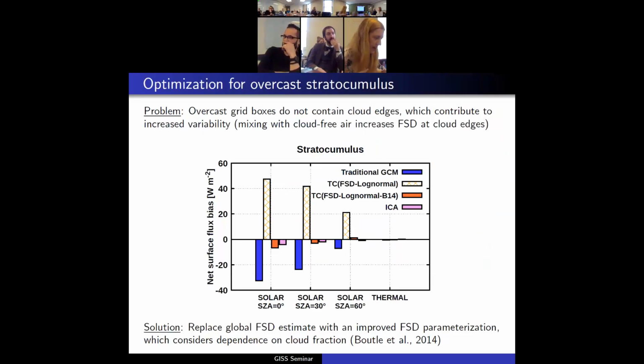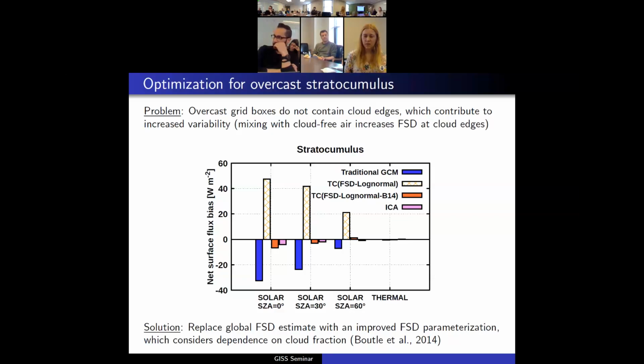The problem with overcast cloud scenarios, or overcast grid boxes in general, is that they do not contain cloud edges, which contribute to increased variability. This mixing of cloudy and cloud-free air at the edges of clouds tends to decrease the mean water content at cloud edges. So cloud edges are optically thinner, that's what we already said. But at the same time, it also acts to increase the spread of liquid water content, to increase the variance of liquid water content at cloud edges. So cloud edges are not only optically thinner, they're also more variable. And therefore, a grid box which does not contain any cloud edges will be more homogeneous.